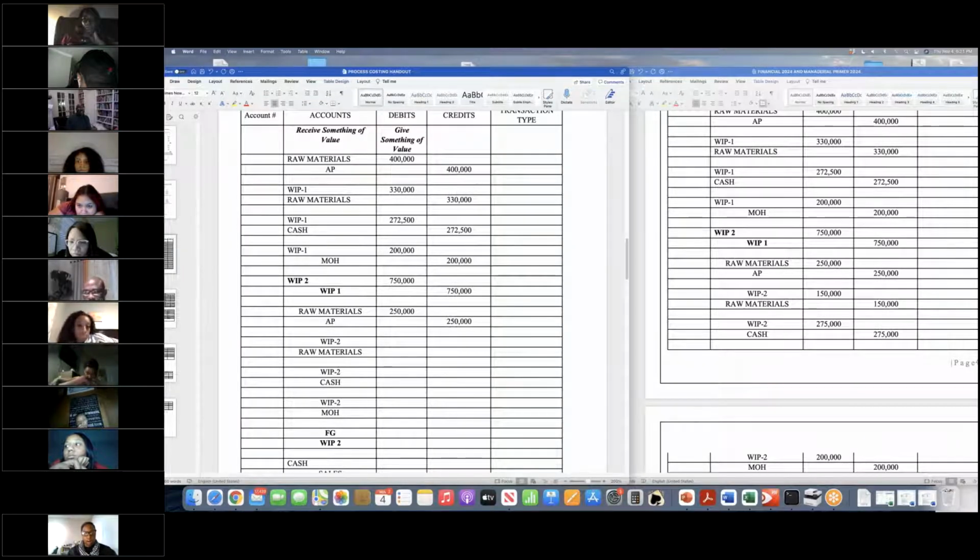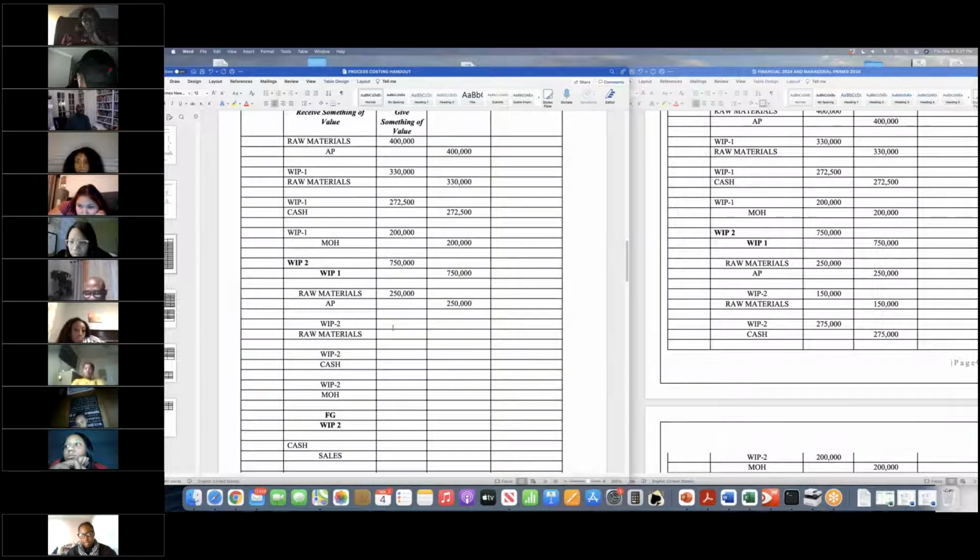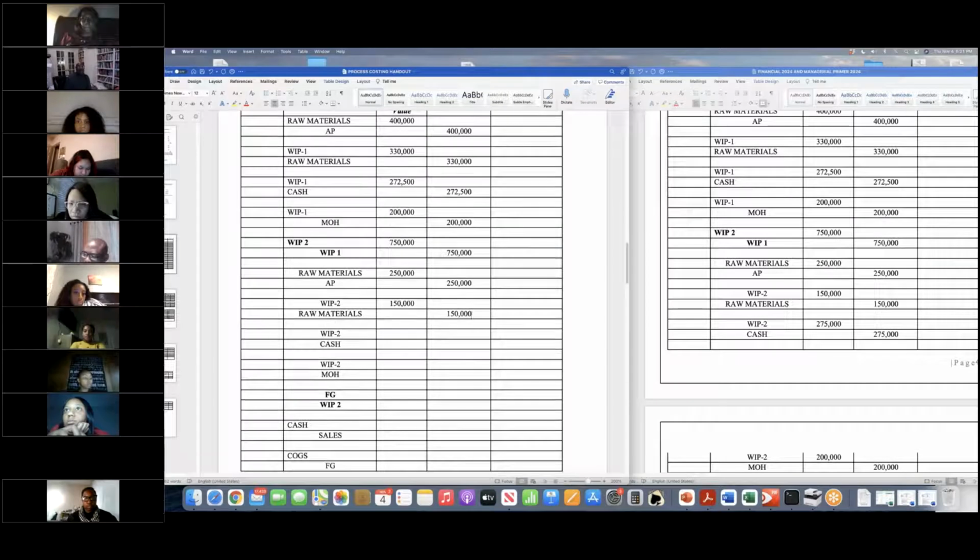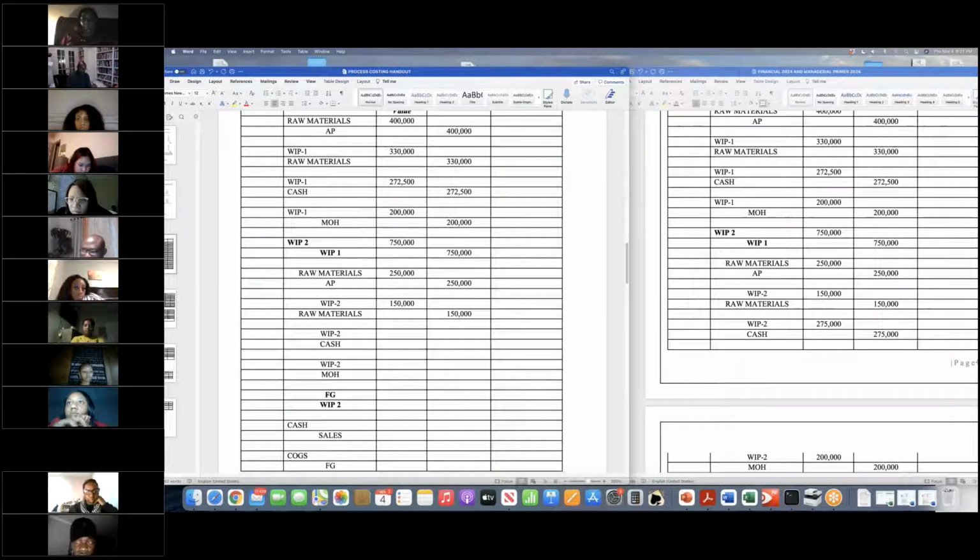Okay. Then how much do we transfer to work in process? 150,000. How much labor is involved? 275,000. How much overhead? 200,000.